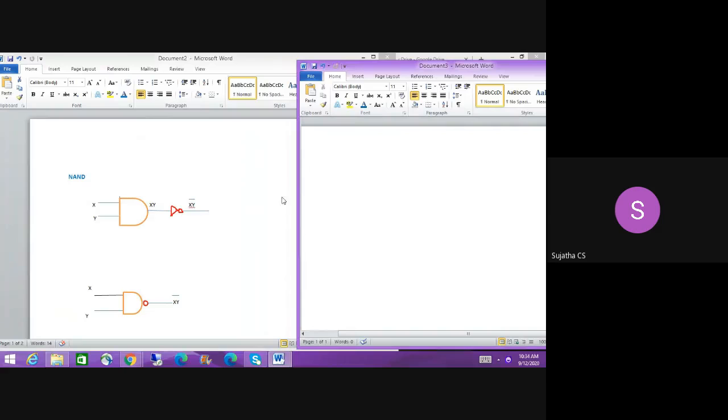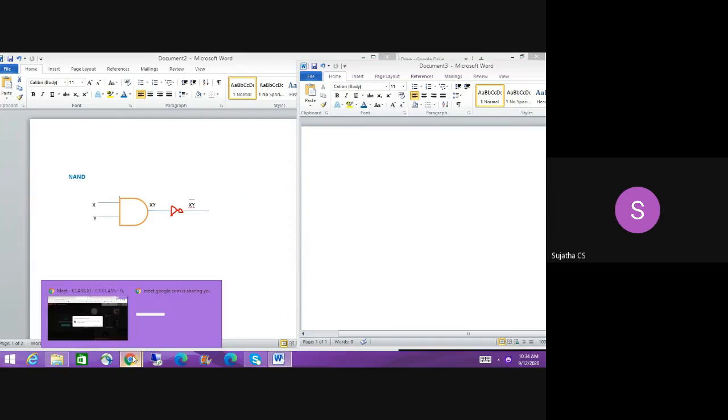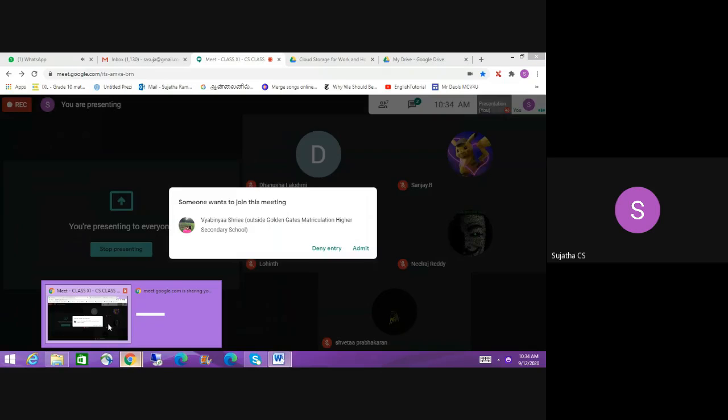Okay, can you see two documents, guys? Yes, ma'am. Okay. So a NAND gate is an inverted AND gate, okay? If you pass two or more inputs, you will get one output. Hold on, someone is trying. Yeah, Binya.